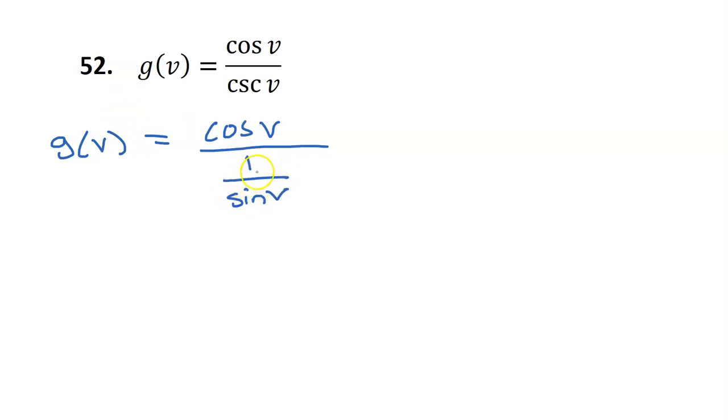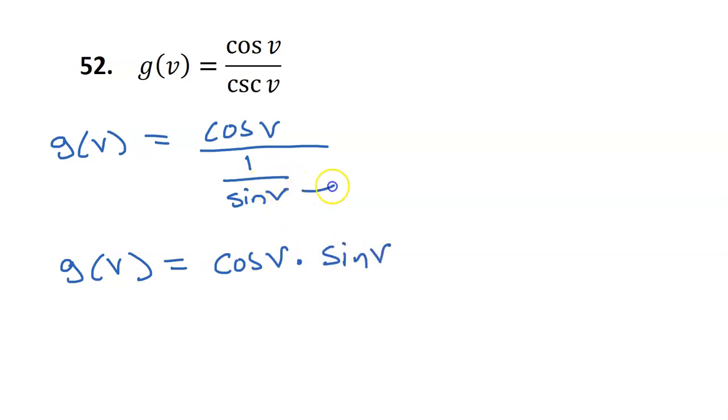And when you're dividing by a fraction, you multiply by the reciprocal. So this would be the same as g at v is cosine v times sine v. I'm just multiplying by the reciprocal. So I'm going to find the derivative by doing the product rule. So according to the product rule, if I do the derivative of function g, I'm going to take the derivative of the first factor and leave the second factor alone. That'll be the first step.